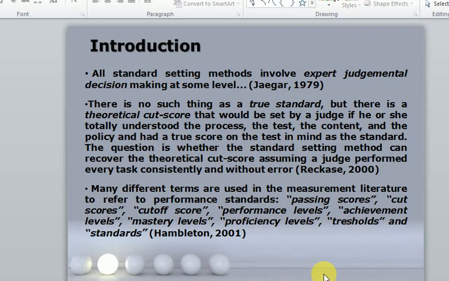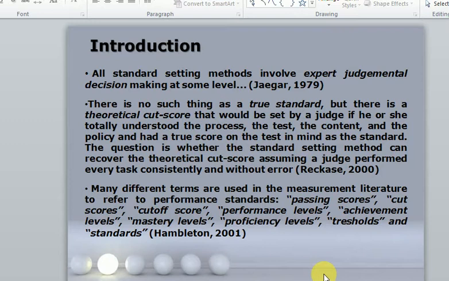Standard Setting Methods in Assessment. I will start from the first method of standard setting, Nedelsky. But before starting this, I think it is necessary that we should look into the introduction of standard setting, or definitions of standard setting methods.